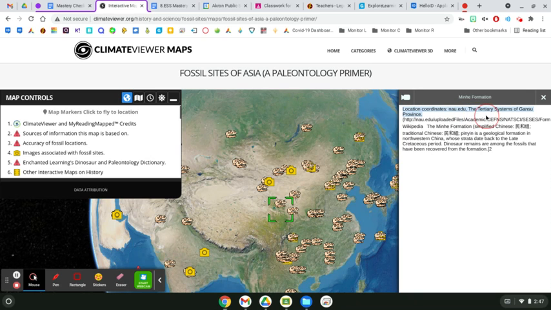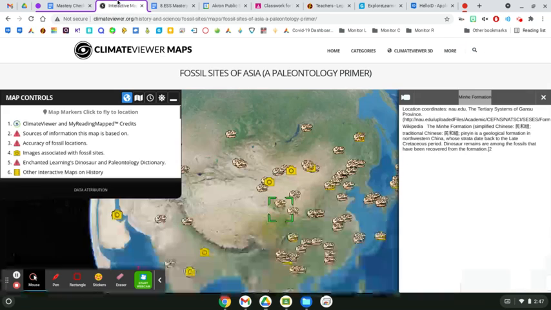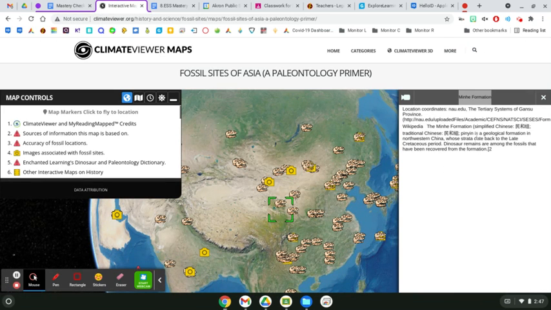It shows you where it's from. The tertiary systems of Gansu province. Okay. There was a geological formation in northwestern China, late Cretaceous period. That's a time period. You can look that up and look at that one. Dinosaur remains. So it doesn't give us a whole lot, but here it is. Here's the name of it, the Minhe Formation. So if we went over, we could look at that and see what's the name of this organism that is there.